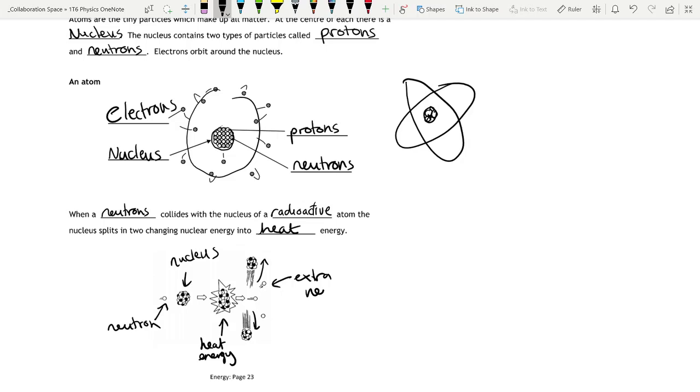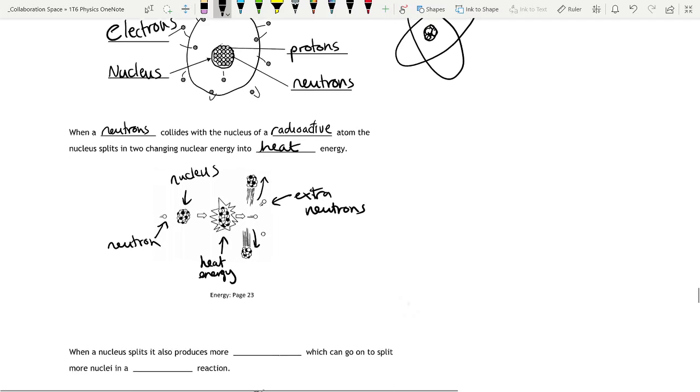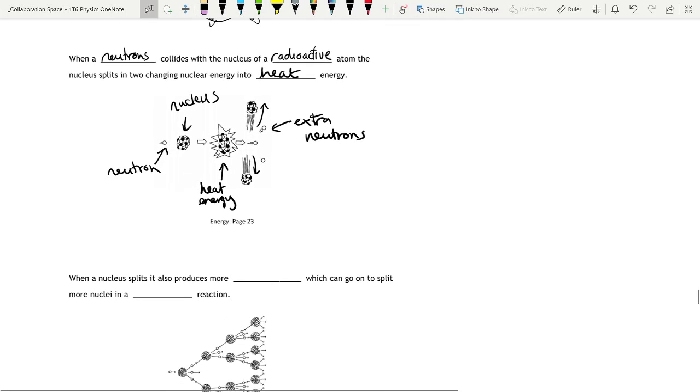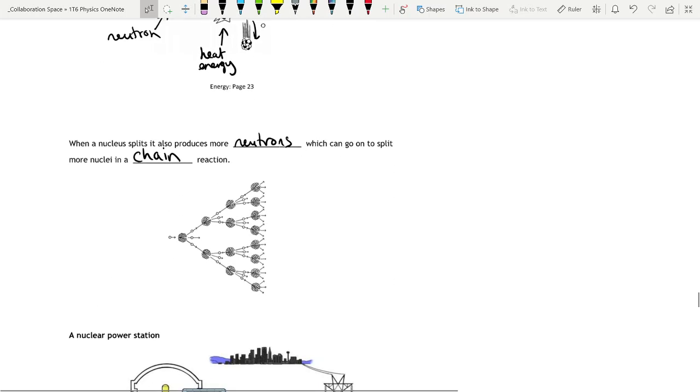extra neutrons. Okay, and those extra neutrons can then go and hit more nucleuses, which will then split and produce more heat energy. So when a nucleus splits, it also produces more neutrons, which can go on to split more nuclei, and we call it a chain reaction because when one thing spurs on another thing, basically. Chain reaction.